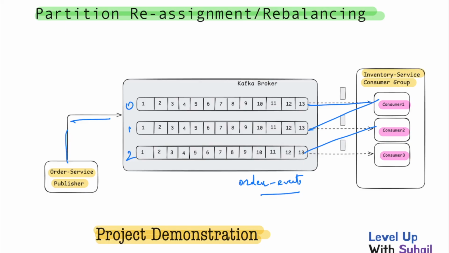When another consumer comes up, again Kafka would do the partition rebalancing or reassignment. In this case, it would remove this partition and assign it to this consumer. So this is the way Kafka does partition rebalancing or reassignment.